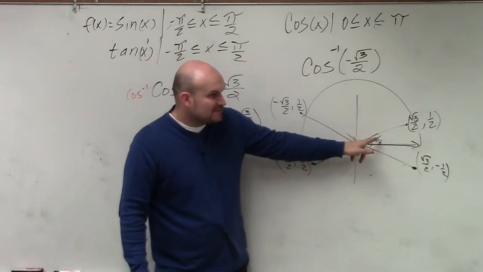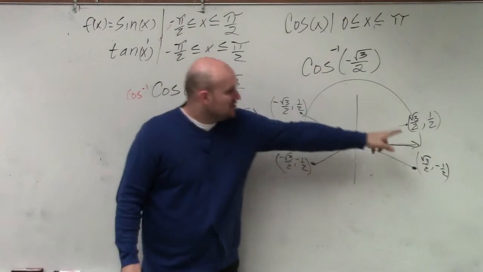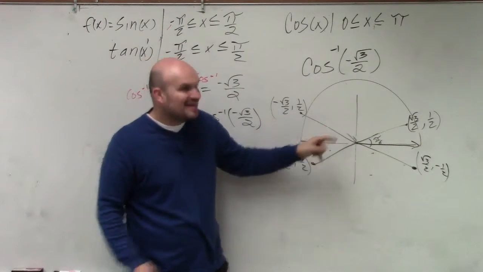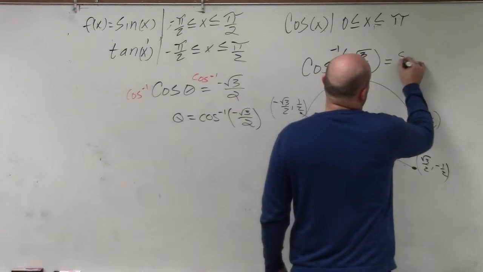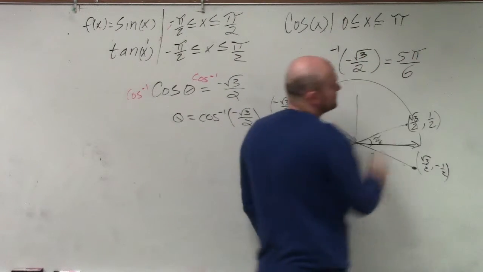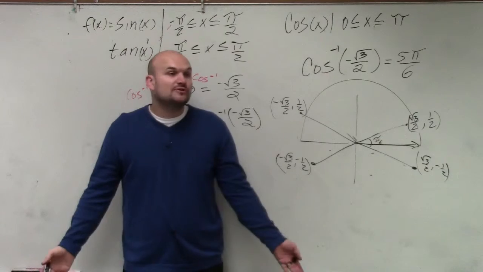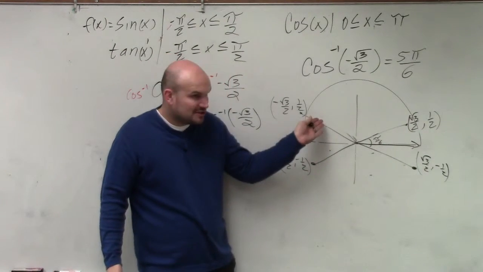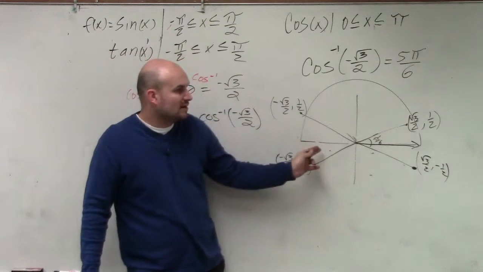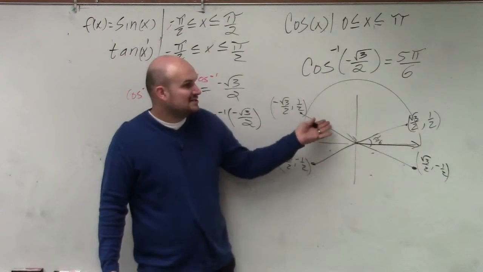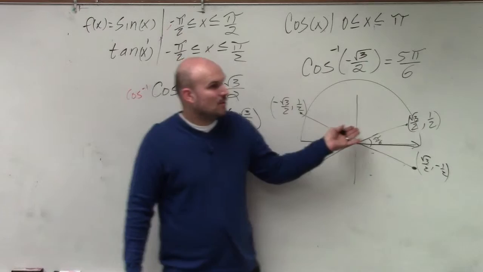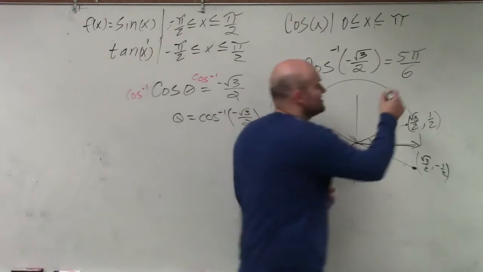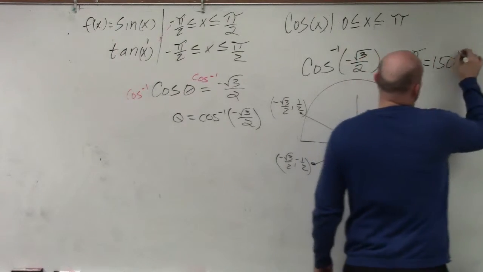Well, if this is pi over 6, that means that's pi over 6. So how far do you need to go over there? 5 pi over 6. OK? Or if you're thinking about this in degrees, if this is 30 degrees, that means that's 30 degrees. If all the way around is 180, 180 minus 30 degrees is 150.